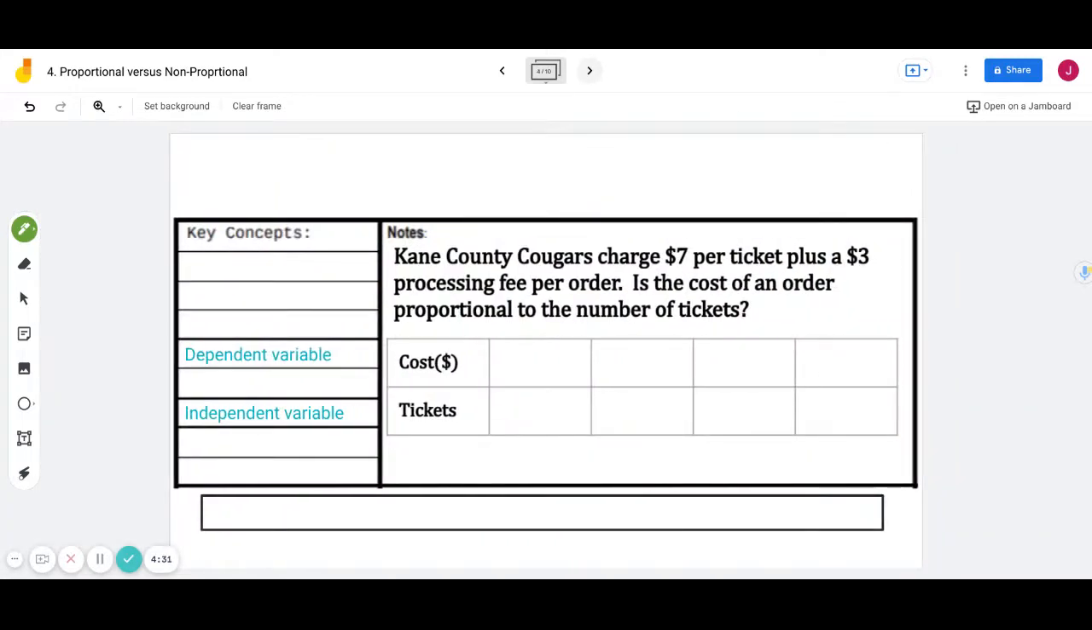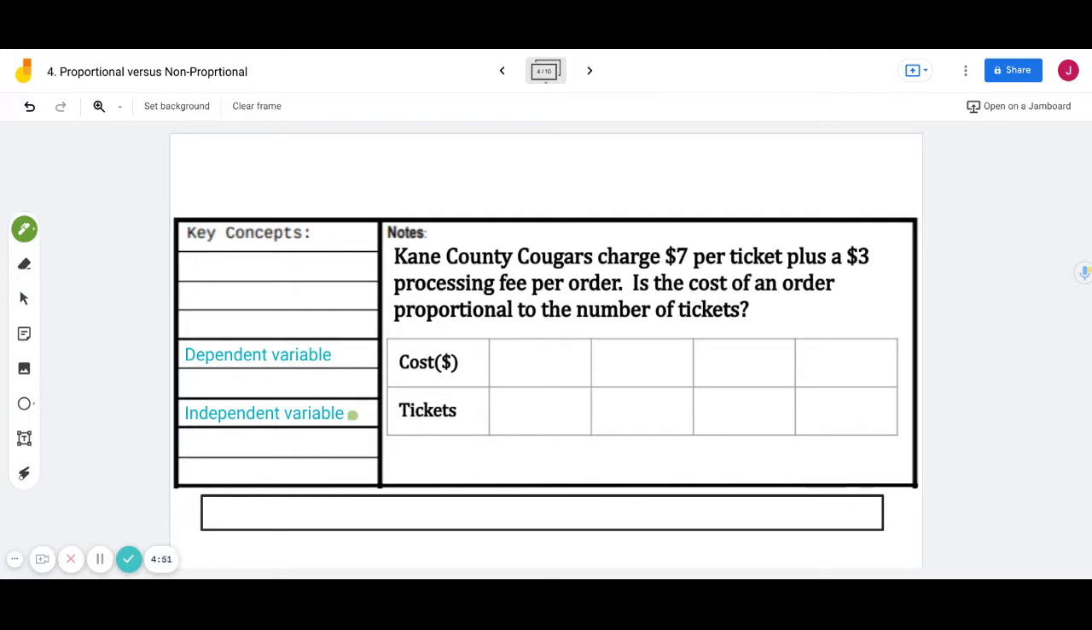Let's look at another example. Kane County Cougars. It's a fun place to go in the summer to watch some minor league baseball. Kane County Cougars charge $7 per ticket plus a $3 processing fee per order. Is the cost of an order proportional to the number of tickets?